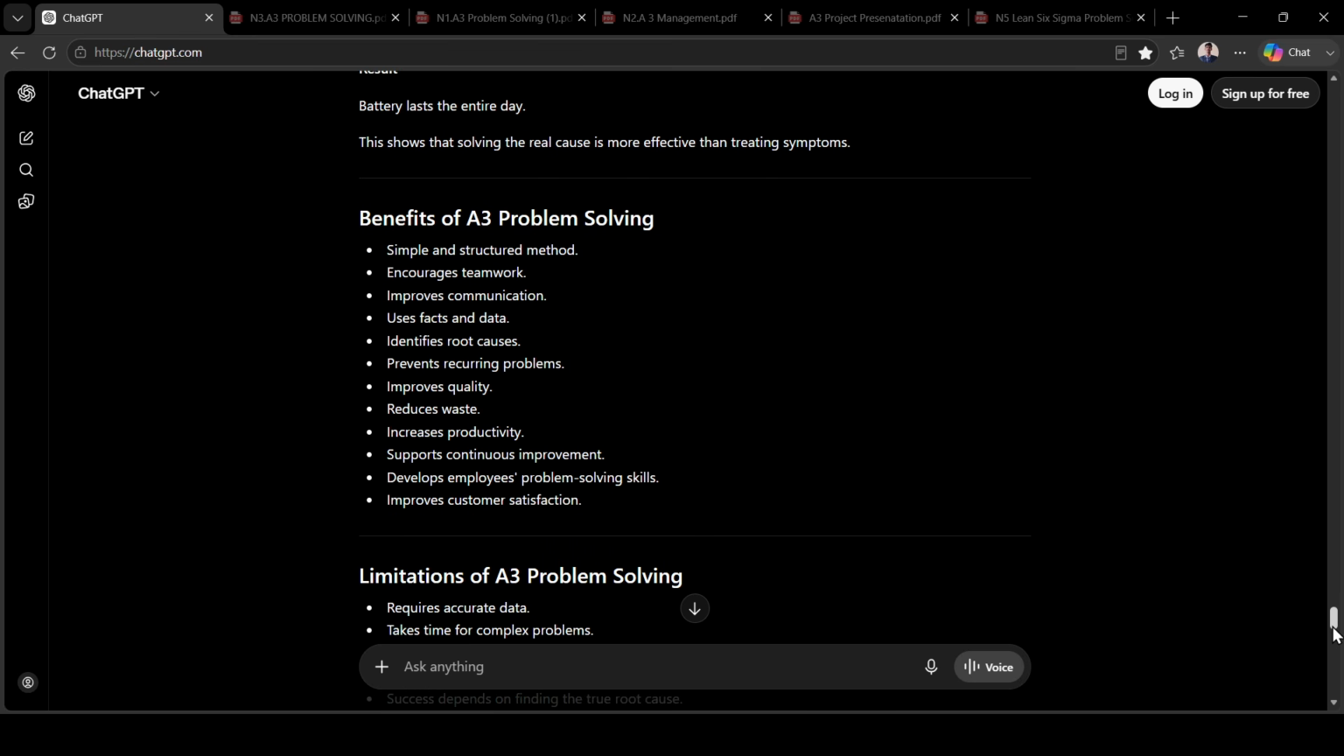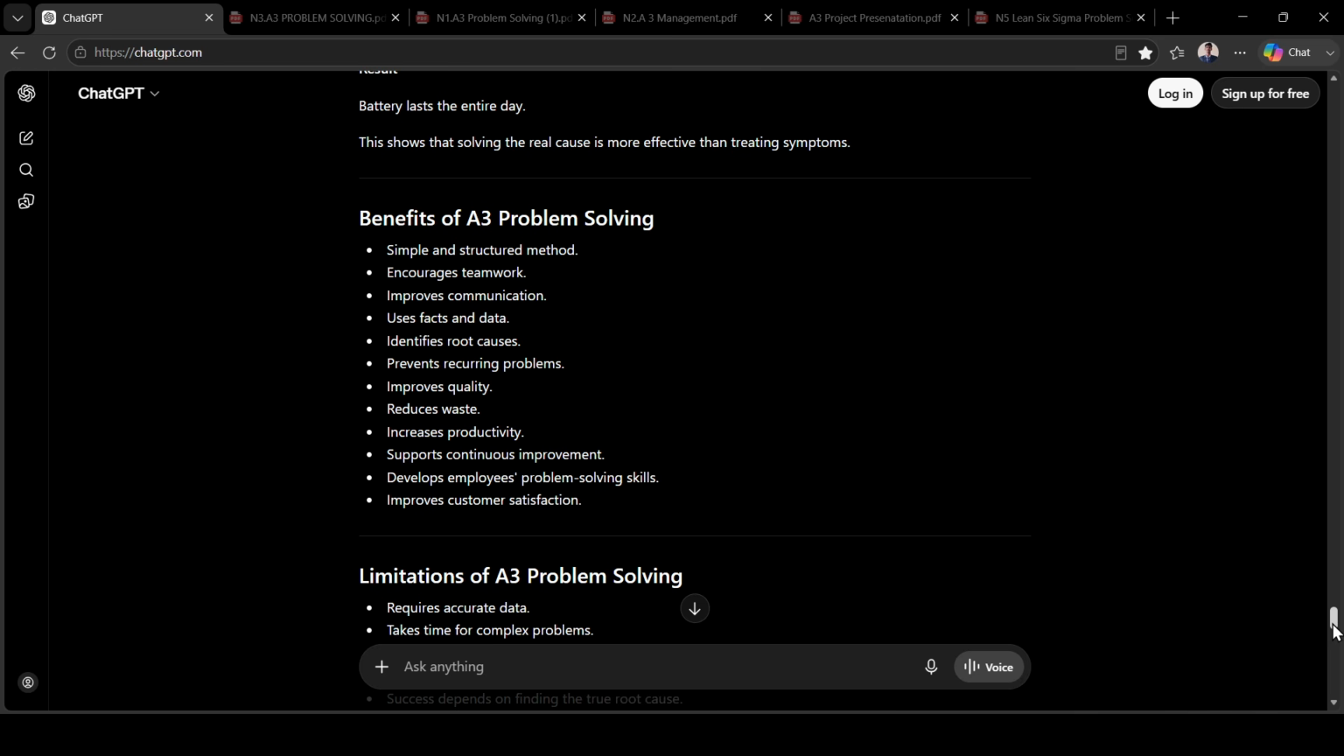Benefits of A3 problem solving: a simple and structured method, encourages teamwork, improves communication, uses facts and data, identifies root causes, prevents recurring problems, improves quality, reduces waste, increases productivity, supports continuous improvement, develops employee problem-solving skills, and improves customer satisfaction.